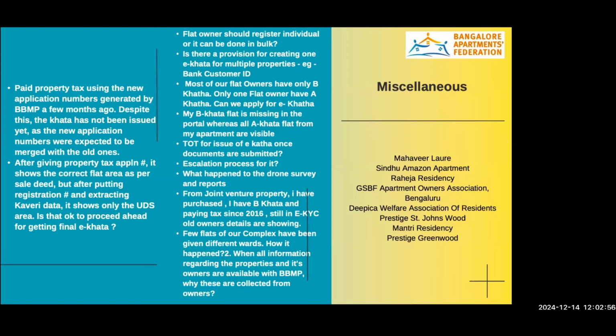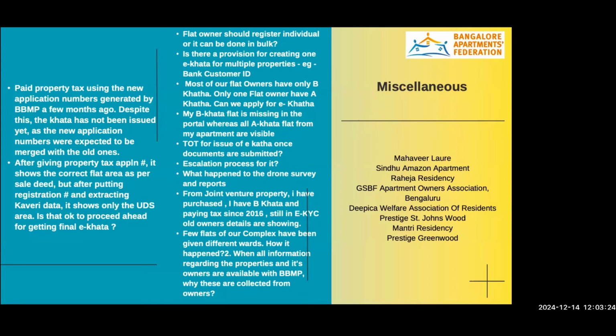From a joint venture, I have purchased a flat, I have B Khata and am paying taxes, but in eKYC, the old owner details are showing. If old owner details are showing, you have to upload your sale deed and your Aadhaar. It will show a name mismatch and go to the ARO. You go to the ARO office and show them your sale deed. They will trigger a mutation based on the sale deed. After 7 to 10 days, you will get the Khata in your name.